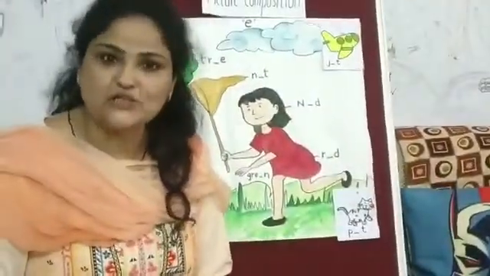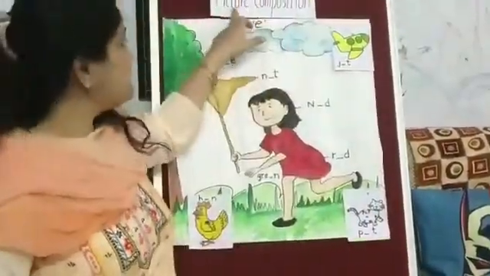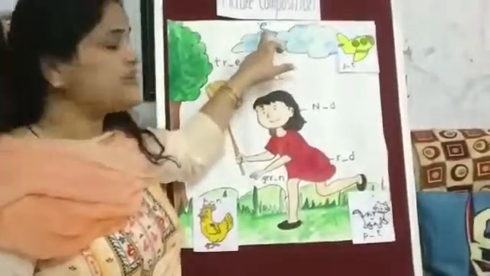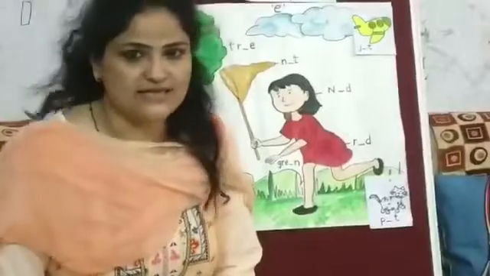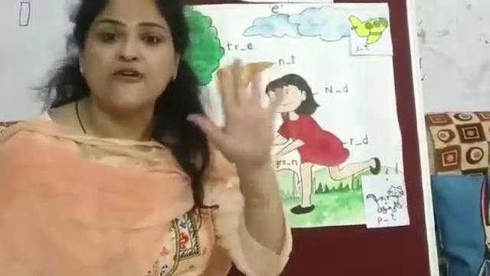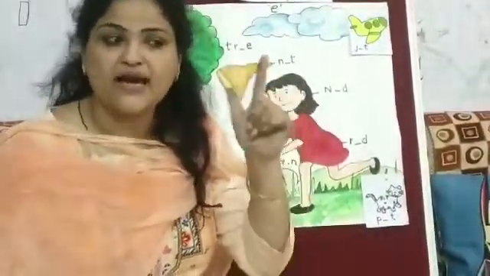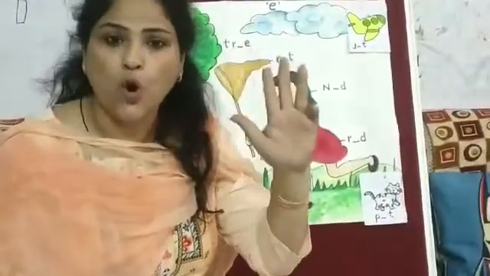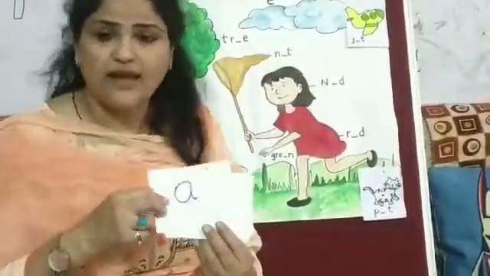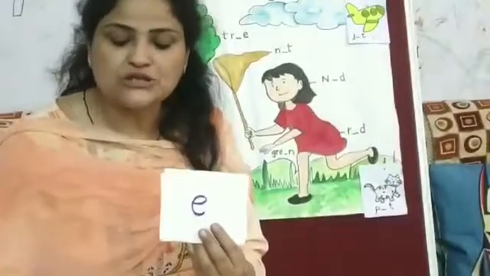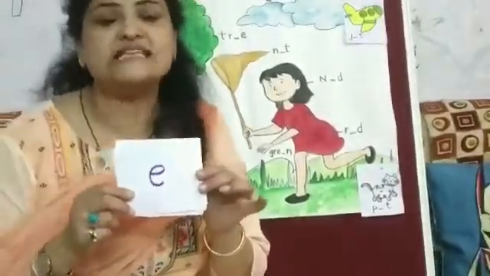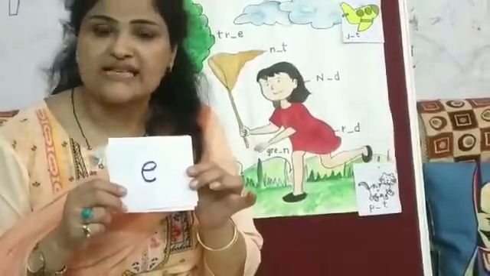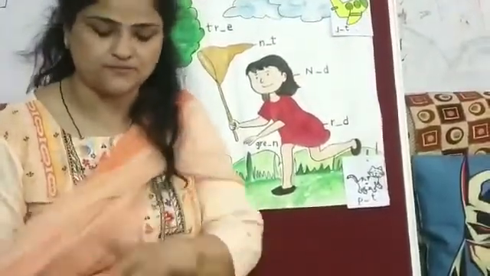Everyone, today's topic for the video is picture composition of E sound words. Children, how many vowels are there? There are 5 vowels: A, E, I, O, U. A we have already done. So this time we are going to practice E sound words.